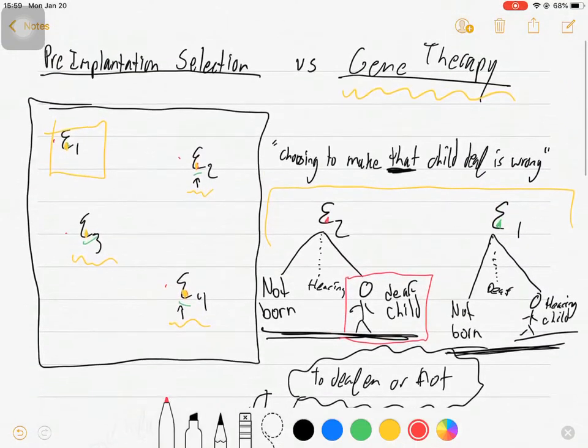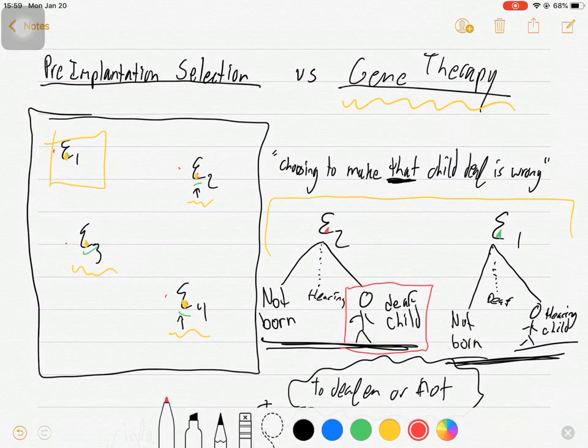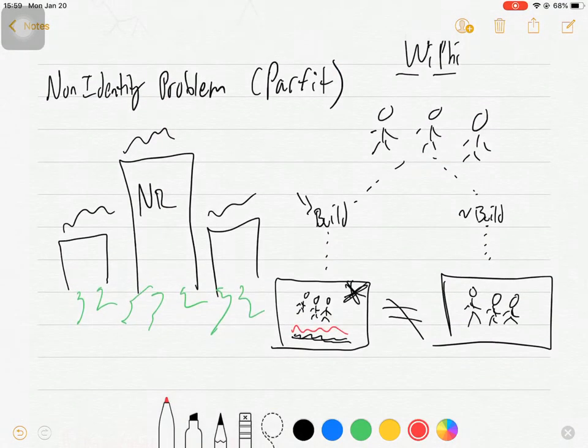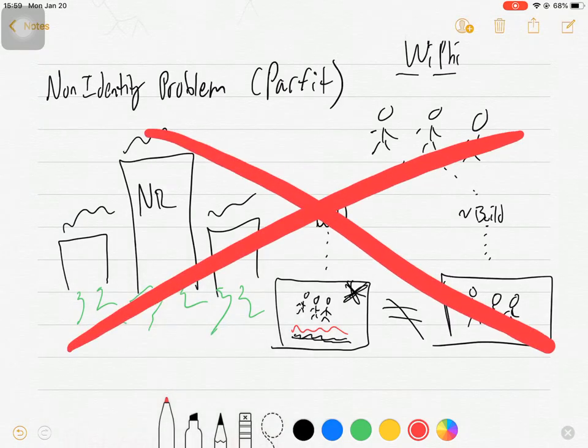The goal was to show the distinction between pre-implantation selection and gene therapy, since conflating the two is a bad idea, and also give folks an overview of the non-identity problem, since it is relevant. Savulescu does talk about it, and some folks might find it interesting. But if you're just confused by all of it, then to be honest, you can also just ignore the entire conversation.